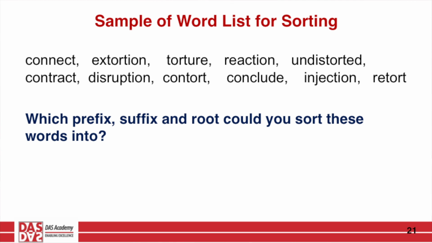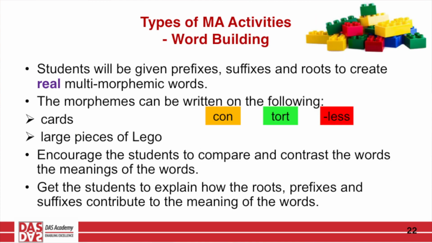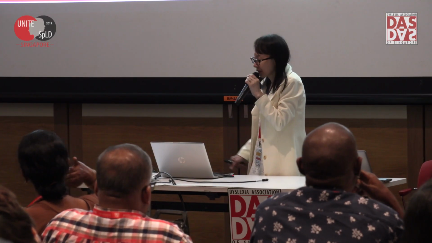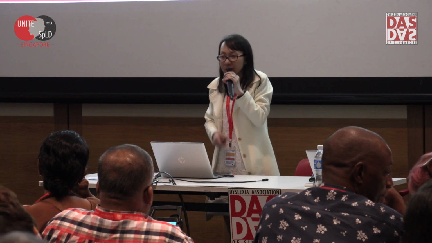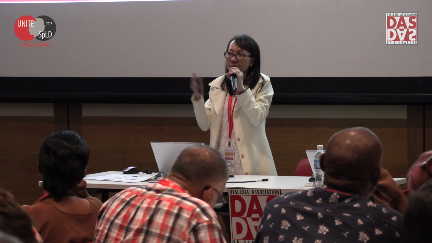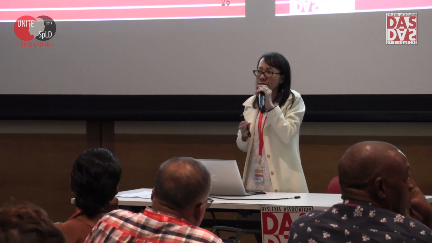Shen, good. The suffix shen, which means act or process. Con is a prefix which means to, with, or together. And what is the root that you can sort it? Taut, right? Which means to twist. Good job. And then after sorting, you could get them to examine the words and see how the various components, morphemes, contribute to the meaning.